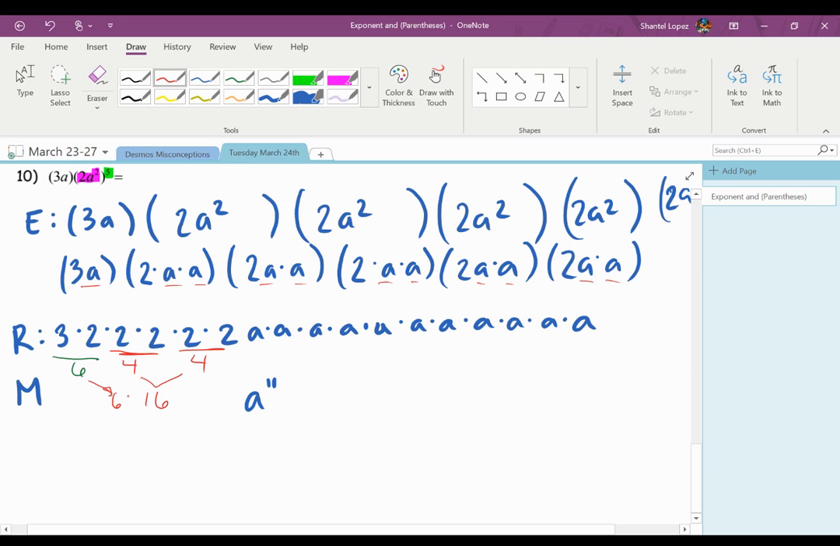Bring down this 6. 6 times 16. Oof, that's kind of hard. So I would actually use a calculator. So I'm going to go ahead and use mine. So 16 times 6 is 96. So that's going to be 96 right here. So my final answer would be 96 times a to the power of 11.